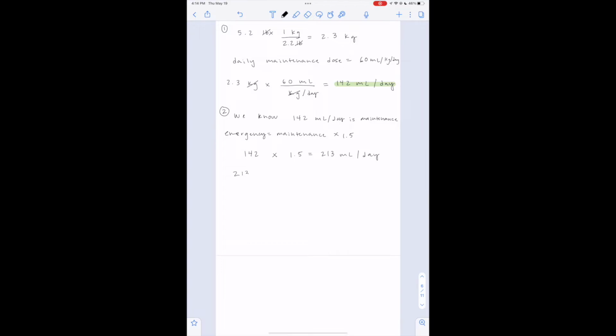And then we want to know how many mils per hour, so 213 mils per day, and then multiply in 1 day there is 24 hours. Your days will cancel, and you'll be left with mils per hour, which gives you around 8.86 mils per hour, and you round that to about 9 mils per hour.